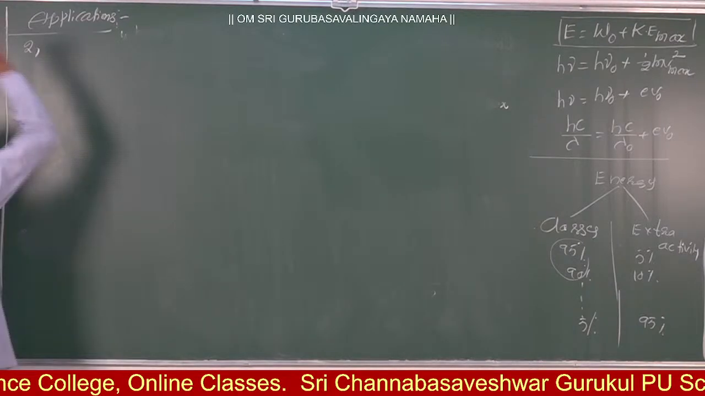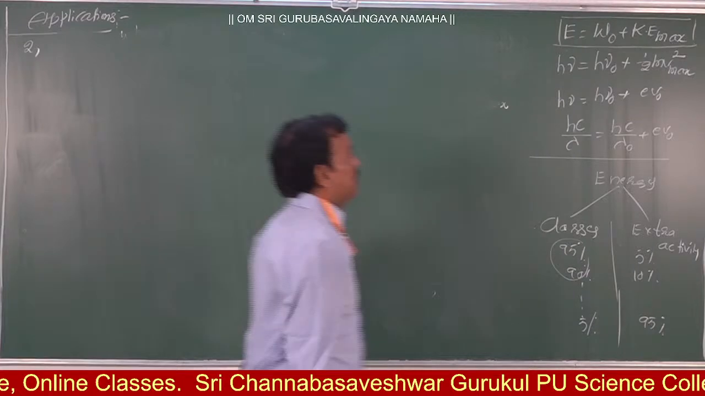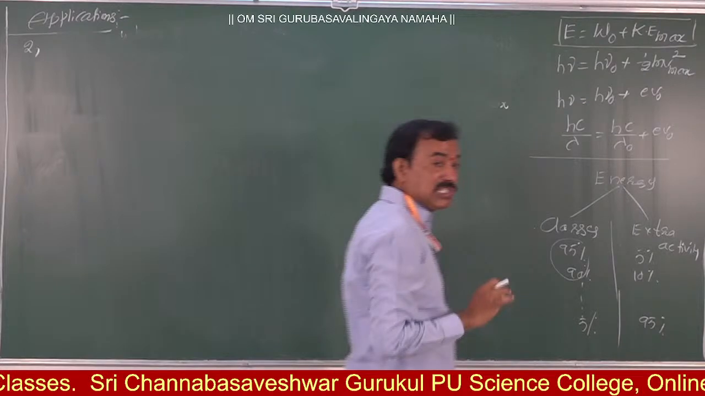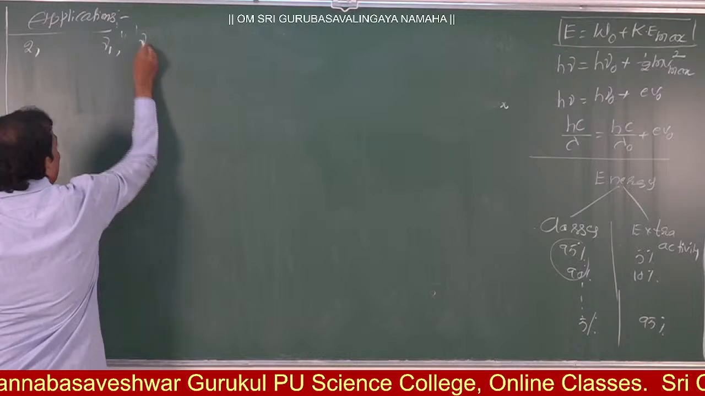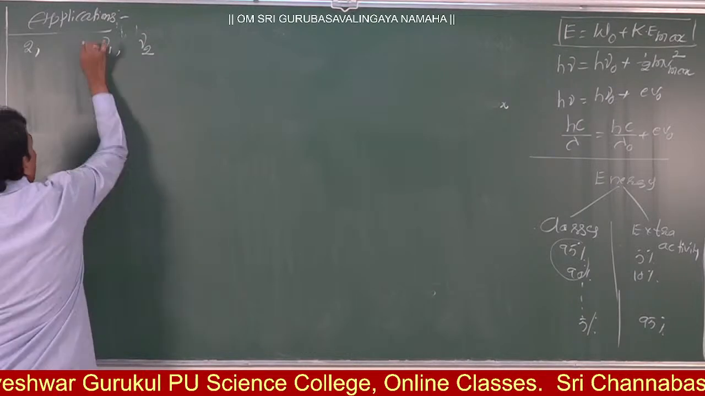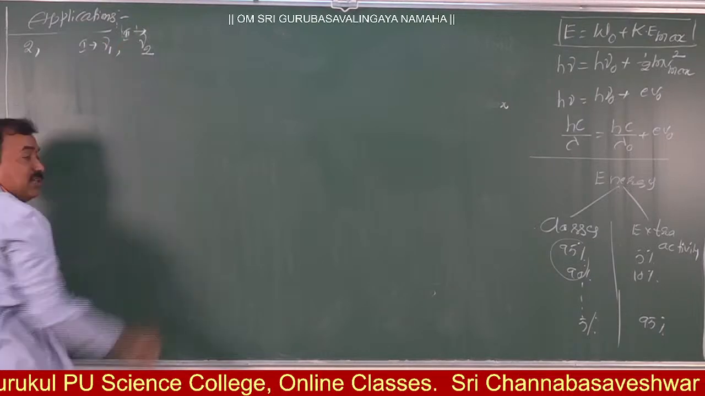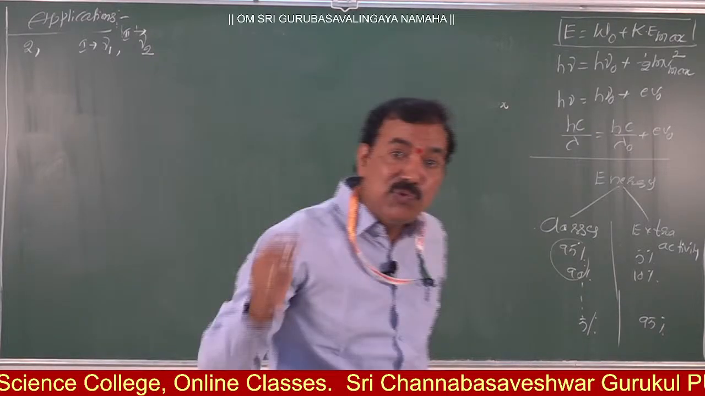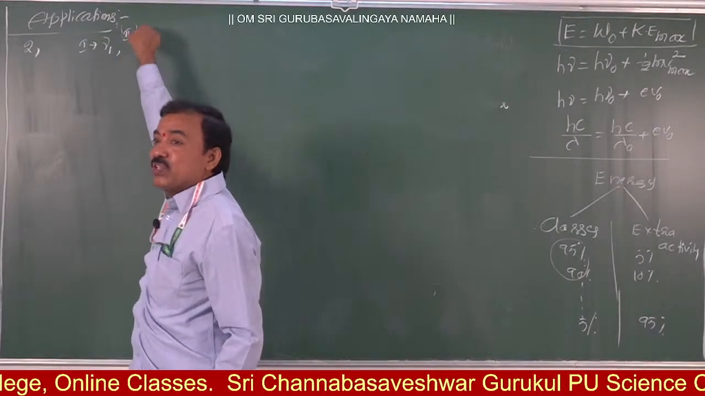Suppose nu1 and nu2 are the frequencies of incident light. The first light frequency is equal to nu1 and the second light frequency is equal to nu2. Two lights of frequencies nu1 and nu2 are incident on the same cathode surface.